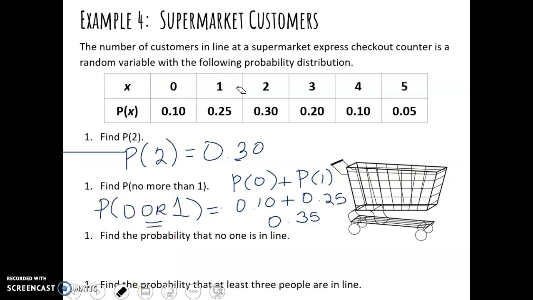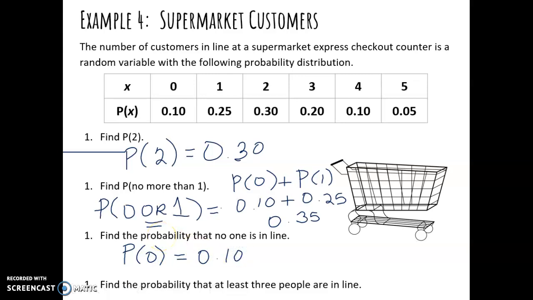All right, so now find the probability that no one is in line. No one is in line. So no one would be 0 people in line, which we already said was 0.10.